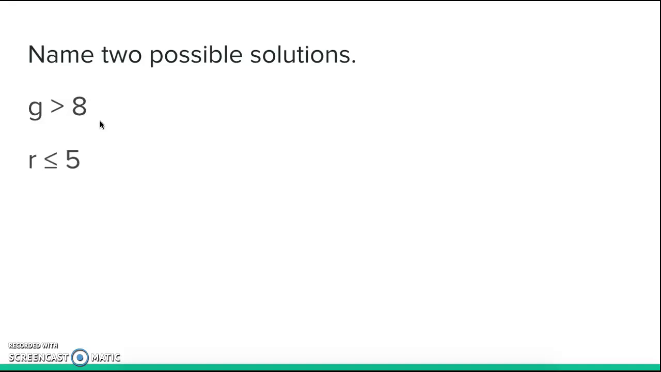What do you think for this one? r is less than or equal to 5. What are some possible numbers that r could be here? On this one, r could be 5 because it has the "or equal to." So 5 is less than or equal to 5. We could use 4, 3, 0, -2, -10. We could use 4.5. We could use 1.2. We could use anything that is less than or equal to 5.